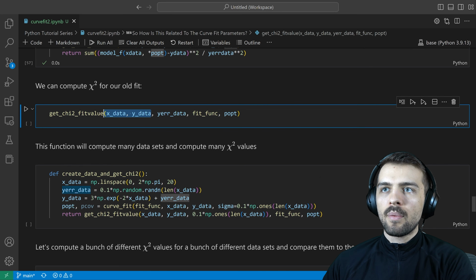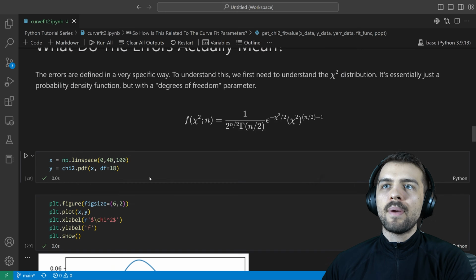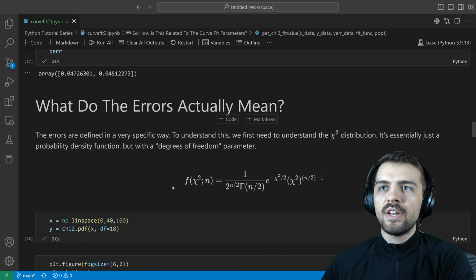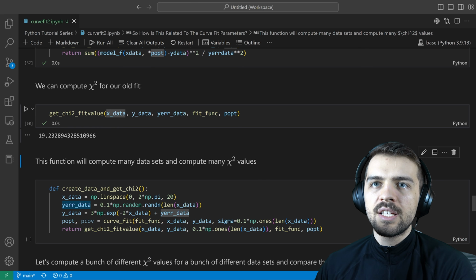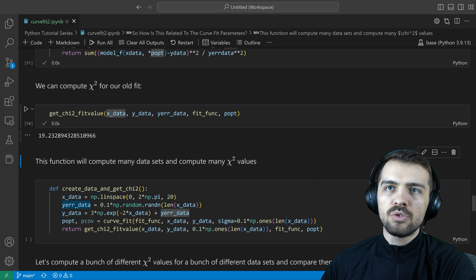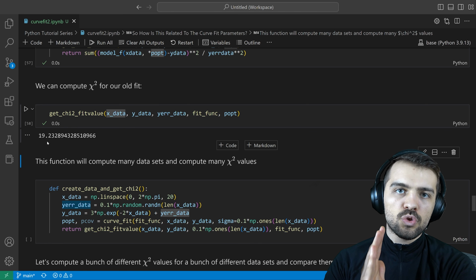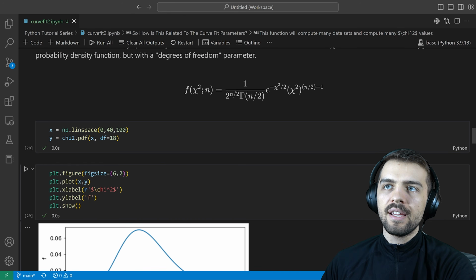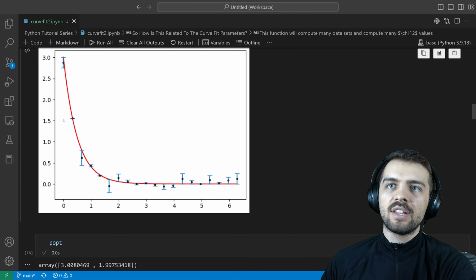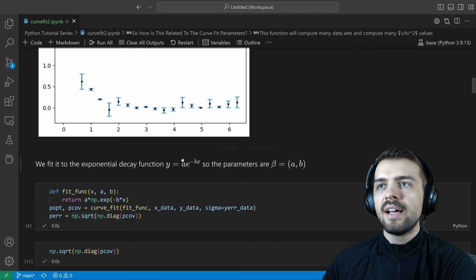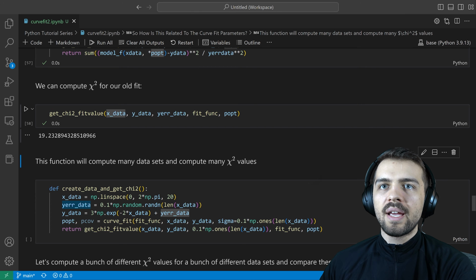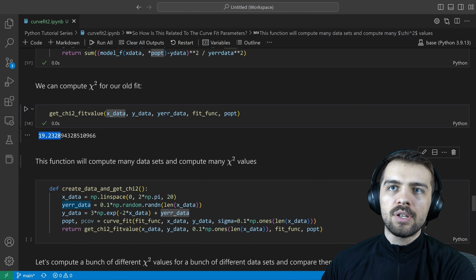So I have my x data, my y data, the errors on my y data, the fit function, and the optimal parameters that I basically got up here early in the video. And I compute the value of chi-squared, and it's equal to about 19.23289. And you'll note that I had 20 data points. If I look at this plot here, there's 20 data points and there's 2 free parameters in my fit. There's A and B. So I get a chi-squared value of about 19.239.